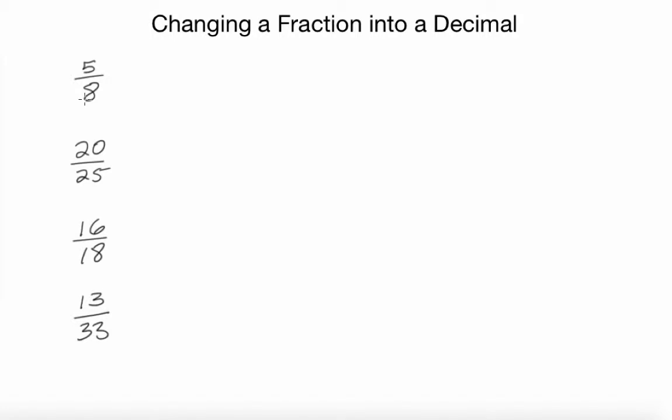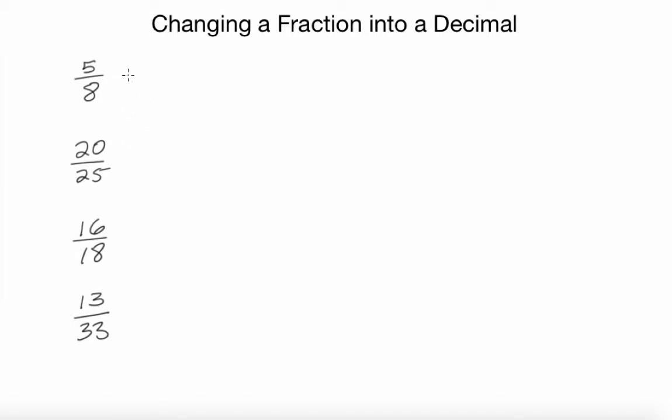So here I got four fractions for you. Got 5/8, we got 20/25, we got 16/18, and we got 13/33. So we're going to talk about how to do it. It's actually pretty simple. Some teachers may teach you to use the long division method, but to be honest, calculators are everywhere. All phones have a calculator. The easiest way to change a fraction into a decimal is just to punch it in your calculator and divide it. So let's go through some examples and see what happens when we do that.